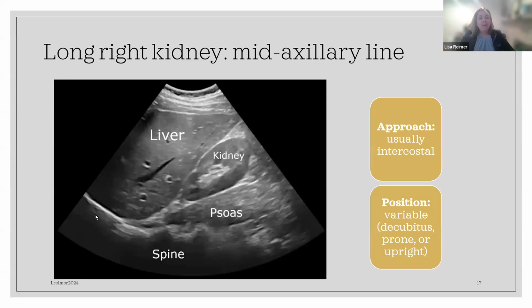And this is what we should get. So we have a nice picture of the liver. We have the kidney. We can see that interface. Morrison's pouch is that potential space between the two. I would say we have a little too much depth here because they're showing the psoas muscle and the spine. We don't care about this stuff right now. We're focusing on the kidney. So you could reduce your depth, go more shallow to get that kidney centered better.